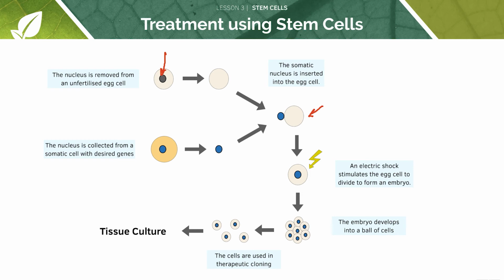And then we're going to use an electric shock to stimulate the egg cell to divide to form an embryo. So this cell here that you can see will then undergo rounds of mitosis and form an embryo. And these resultant embryonic stem cells are then used in therapeutic cloning. And as you can see, they've utilised a nucleus from the patient and an empty egg cell from a random donor.